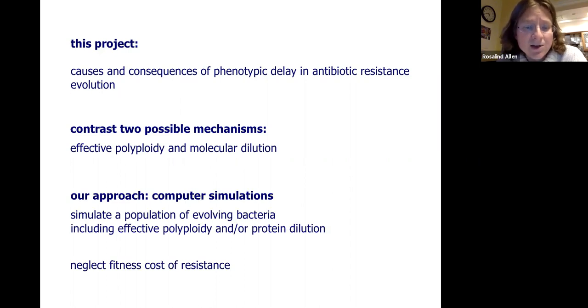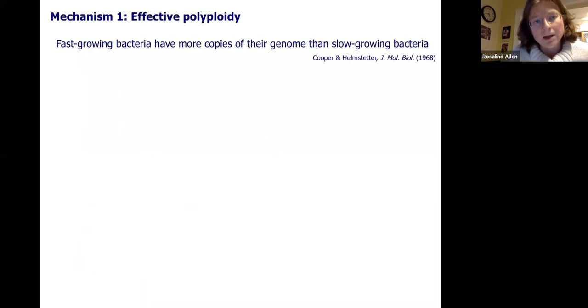And we did this using computer simulations. So essentially, we did simulations of a population of evolving bacteria, including either of these two mechanisms. And we ignored the fitness cost of resistance. So we simply simulated bacteria where the fitness was equal in the absence of the antibiotic, regardless of the genetic mutation. So to discuss what these two mechanisms were that can cause phenotypic delay in bacteria that we investigated.